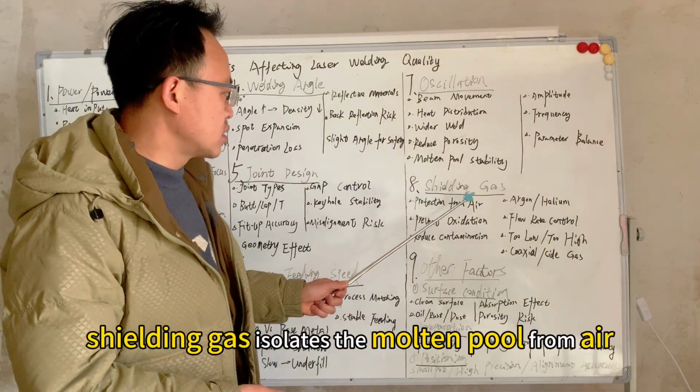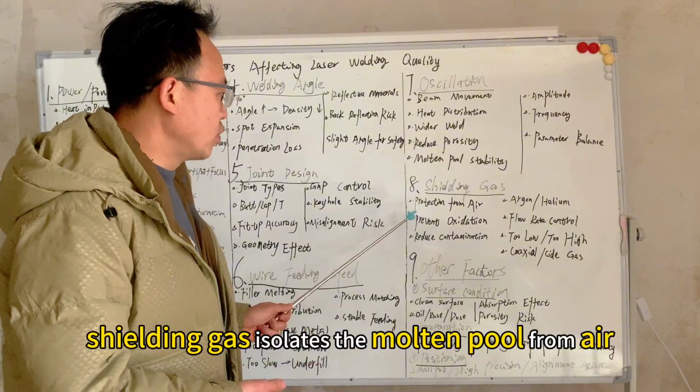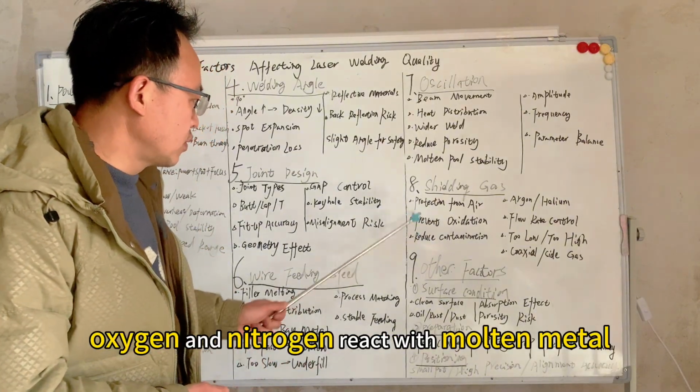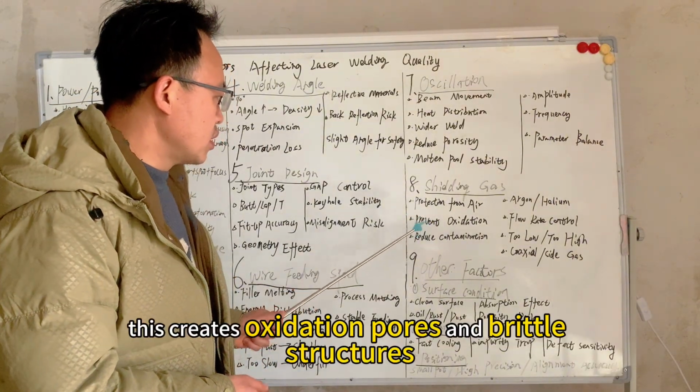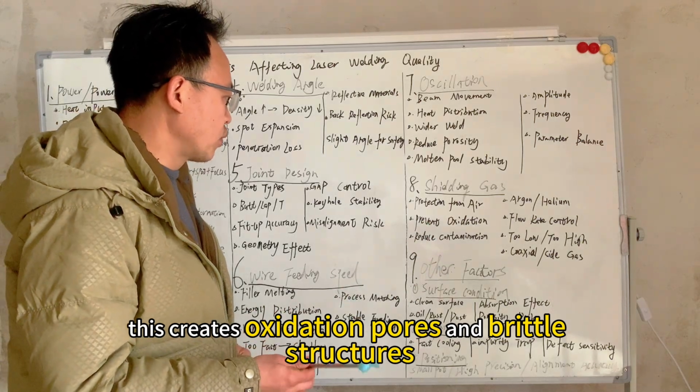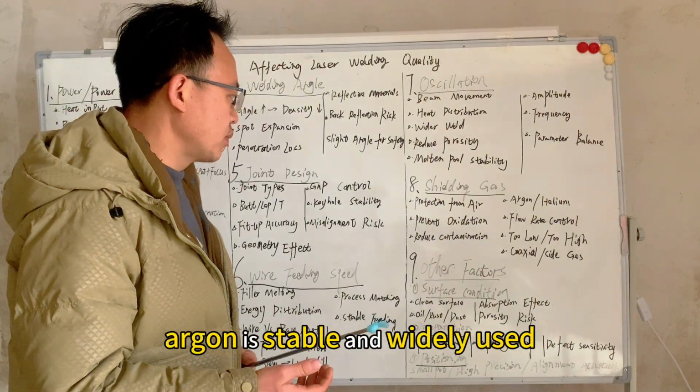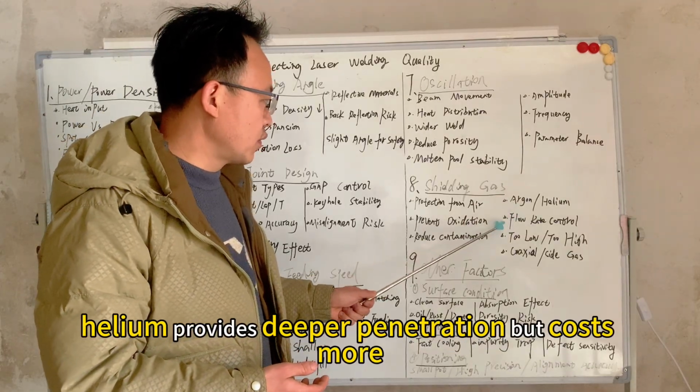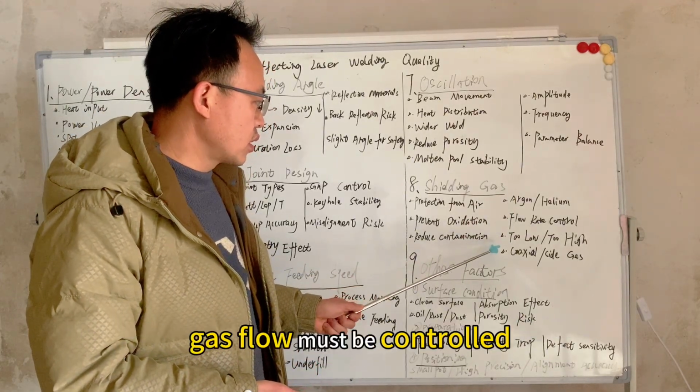8. Shielding gas. Shielding gas isolates the molten pool from air. Without protection, oxygen and nitrogen react with molten metal. This creates oxidation, pores, and brittle structures. Argon is stable and widely used. Helium provides deeper penetration but costs more. Gas flow must be controlled.